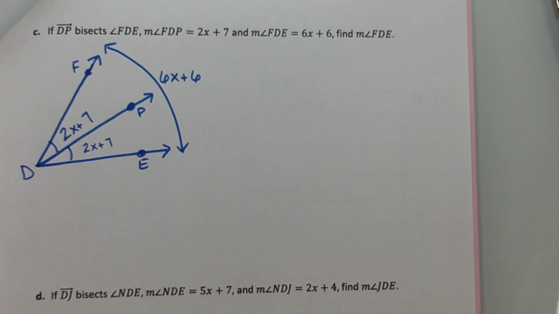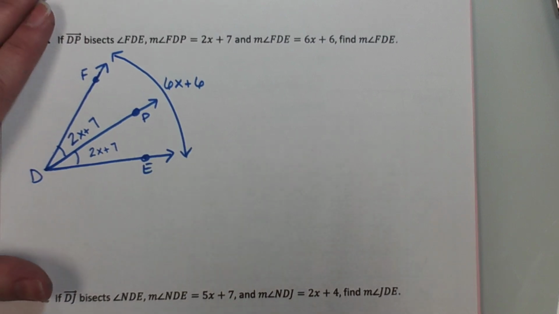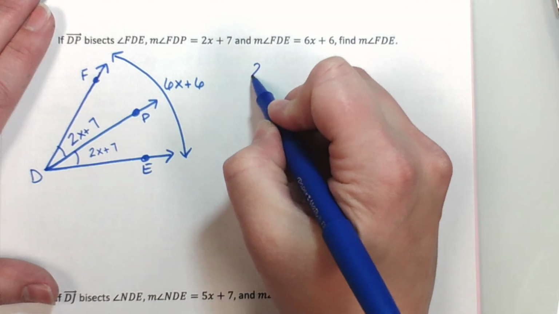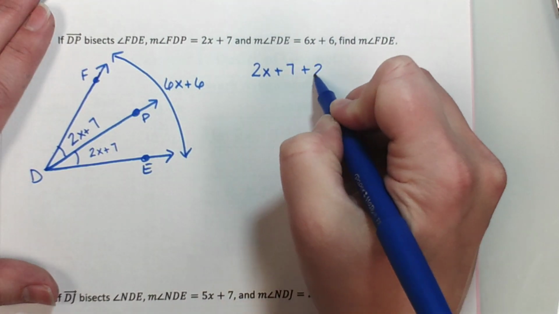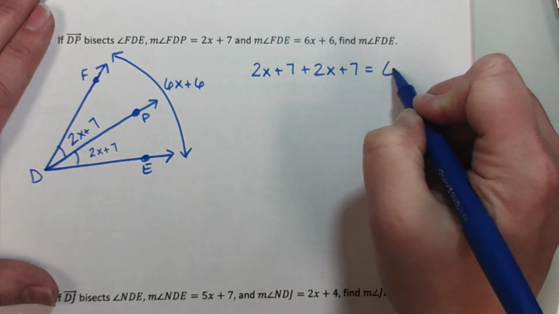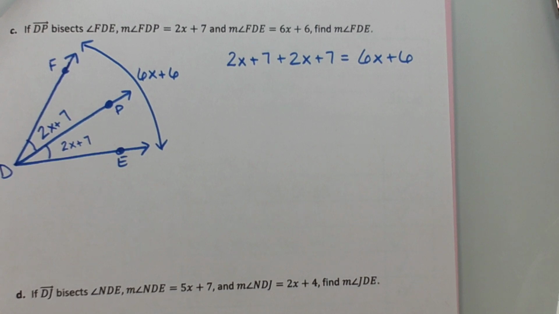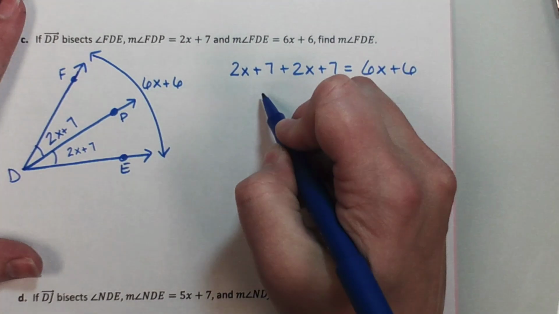Nick, how do I make an equation that I can solve? Add the two small angles, set it equal to the big one. 2x plus 7 plus 2x plus 7 is equal to 6x plus 6. Kane, where do I start in solving this? What's it going to look like?